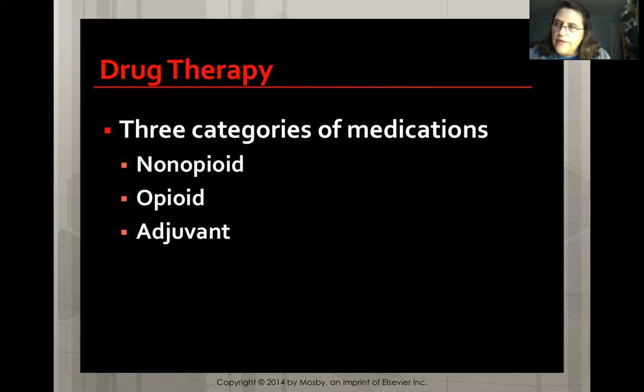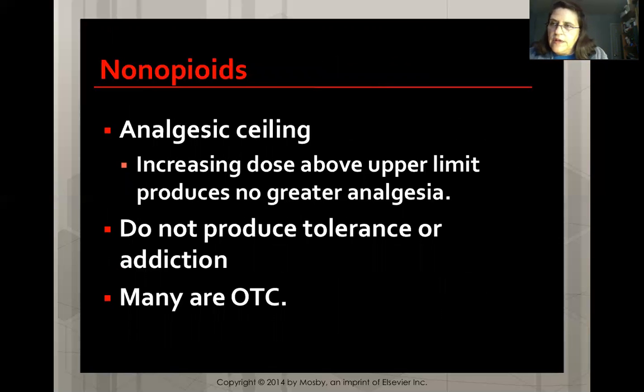There are 3 categories of medications that we use. We use non-opioid, opioid, and then adjunct therapies. So let's look at those. Non-opioids are things that you probably already know. They have an analgesic ceiling, so the efficacy is not going to increase above the upper or top dosing limit. So the old adage of if I take 2, that's good, if I take 3, that must be better, that's not going to help. There's no reason to go over the top limit.